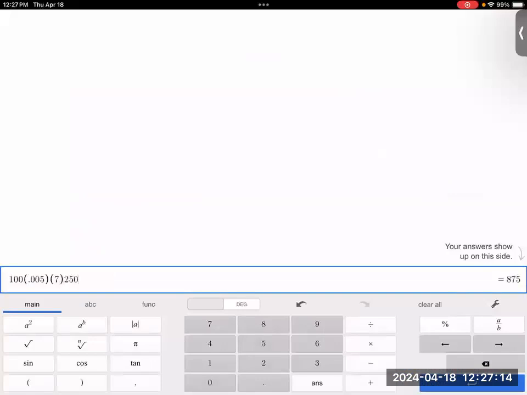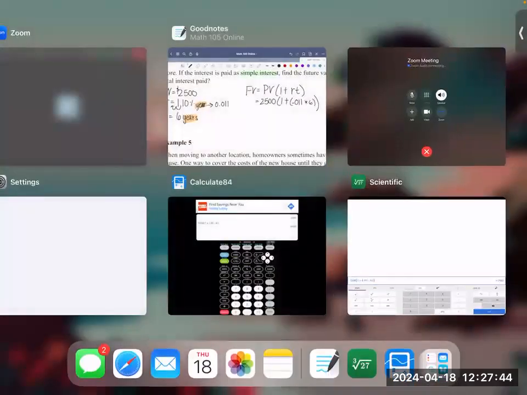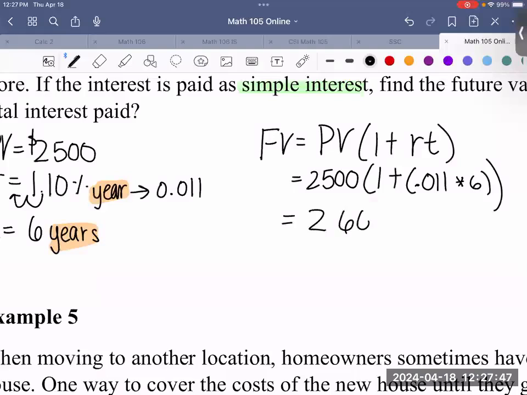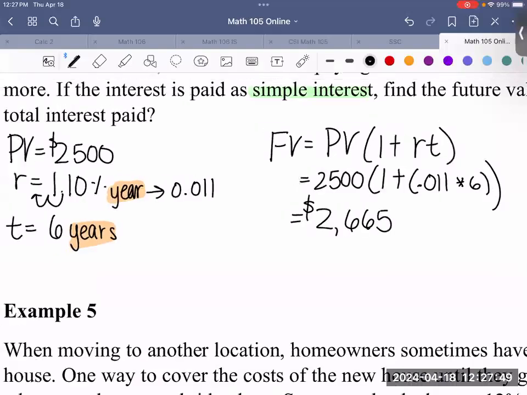Show it on this side. 2,500, 1 plus 0.011 times, what was it, 6? Closing that. We get 2,665. 2,665 for your future value.